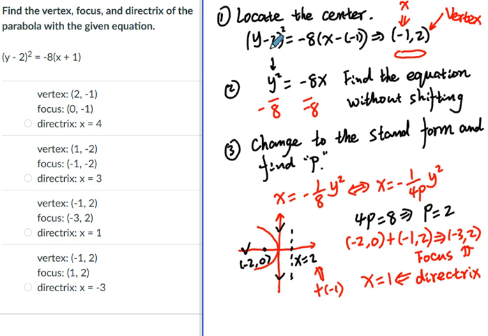And then y minus 2, you choose 2. So this will be the vertex. Right away, you can find out where the vertex is: negative 1, 2. That will be the vertex. So this one will not be. It's negative 1, 2. This one is 2, negative 1.